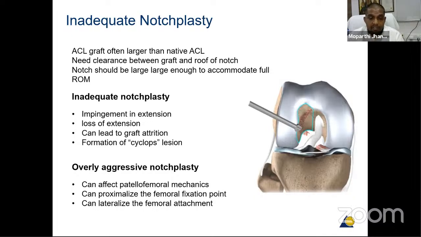Overly aggressive notchplasty may change the biomechanics. So we should be very careful how much notchplasty should be done. Sometimes the graft may be lateralized, which can give still access to the graft also. And there will be a change in the femoral fixation point also if you go with an aggressive notchplasty.